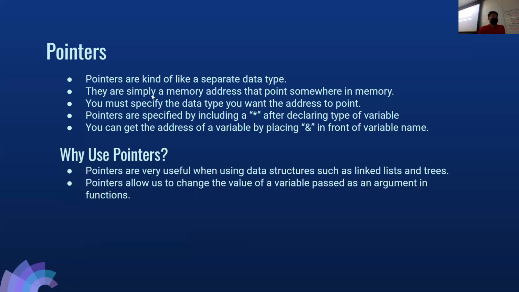It's kind of weird because C requires you to specify what type of variable that pointer is pointing to. So you can't just have a pointer and have it point anywhere. You have to specialize. Do I want this pointer to point to an integer variable, or to a character variable, and so on?